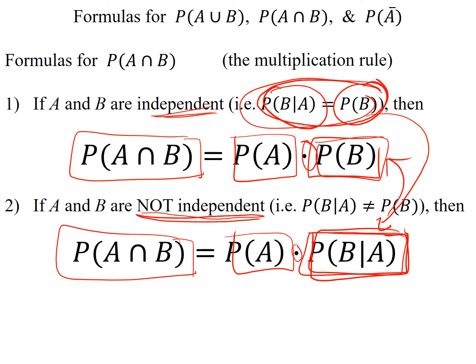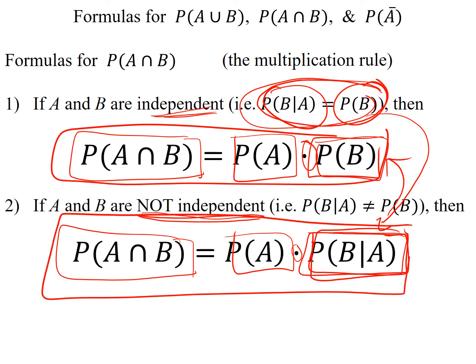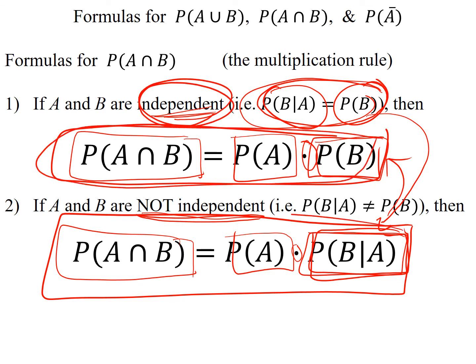Now, if we're talking about an and, like this example here, there's a short formula, this one here, and there's a longer formula, this one here. Which one are you going to use? It depends on if the events are independent. Okay, so if the events are independent, use the shorter formula. If they're not independent, use the longer formula.